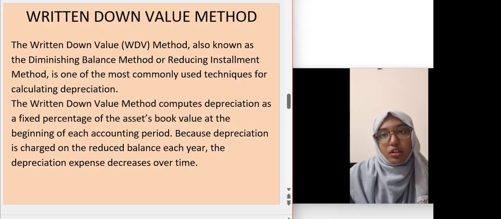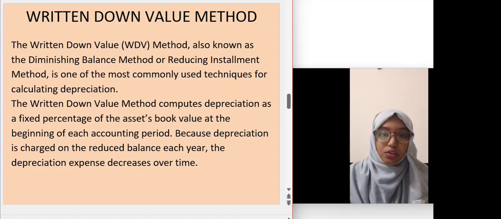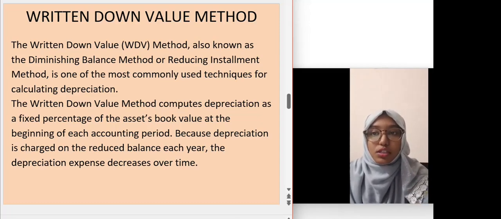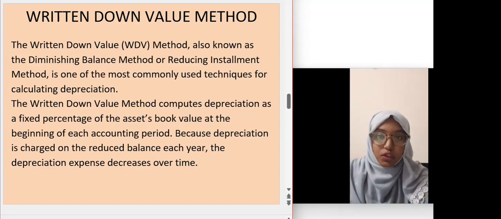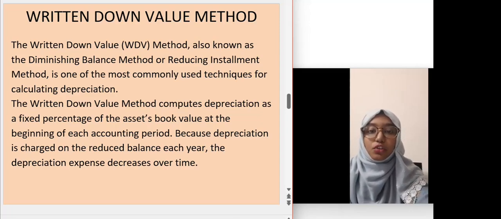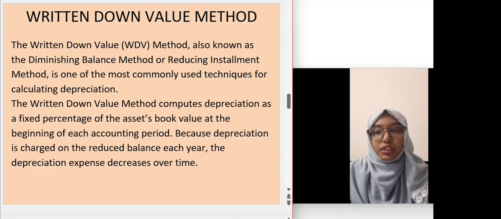The second method is the written down value method, also known as the diminishing balance method or reducing installment method. It is one of the most commonly used techniques for calculating depreciation. Apart from the straight line method, which is mostly preferred because of its consistency and fixed depreciation, the written down value method is also commonly used by business people. In this method, the depreciation is computed at a fixed percentage on the asset's book value at the beginning of each accounting period.